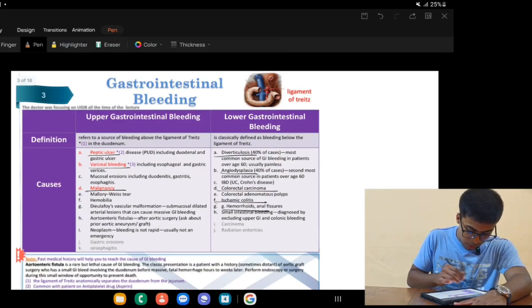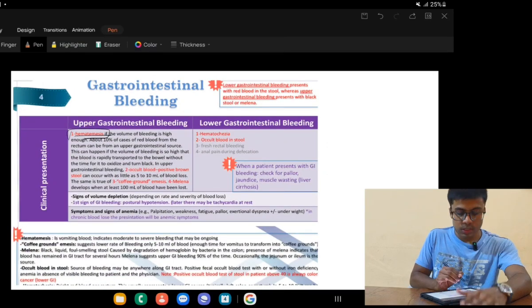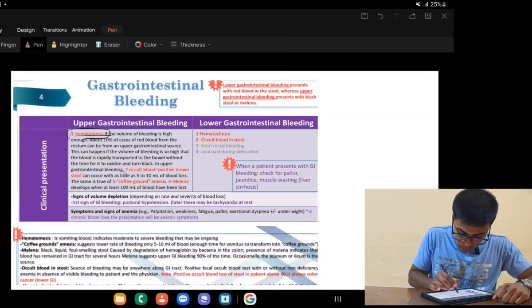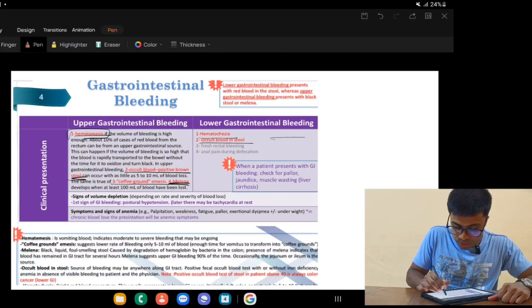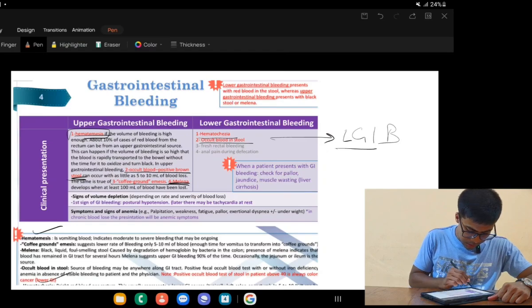So one more thing I want to add here: hematemesis, whenever they say it's an upper GI bleed, 2 occult blood positive brown stool, that is the coffee ground, 3 coffee ground emesis, 4 melena, and hematochezia, occult blood in stool, that is fresh blood, that will be a lower GI bleed. So hematemesis, you should learn this, it's easy.